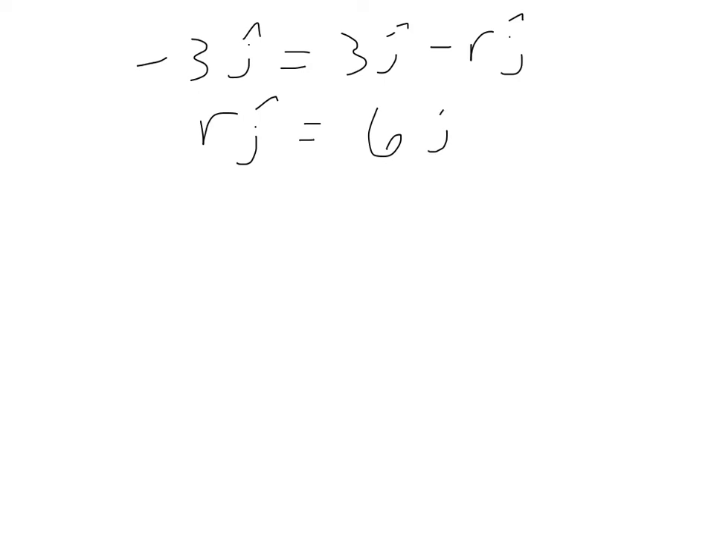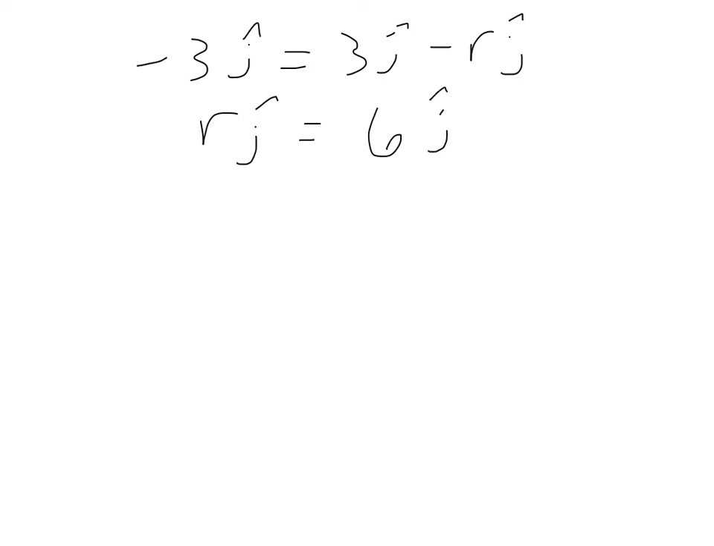We now do the same thing for j and k. For the j component, we know the displacement to be minus 3 j hat, and that's equal to the final position of the particle along j, which is 3 j hat, minus r along the j component. This is the initial position of the particle, and we find that it is equal to 6 j hat.